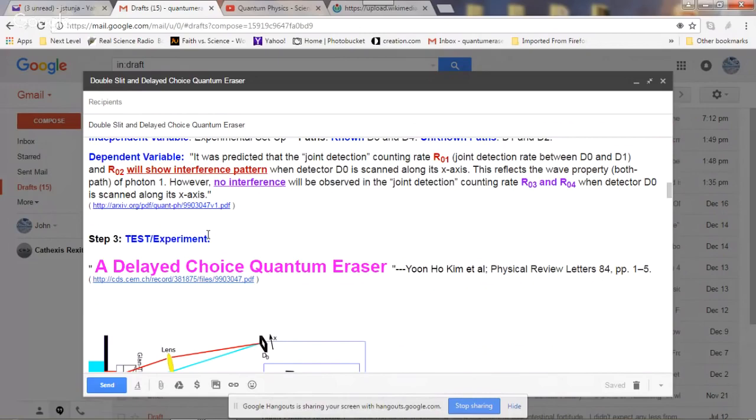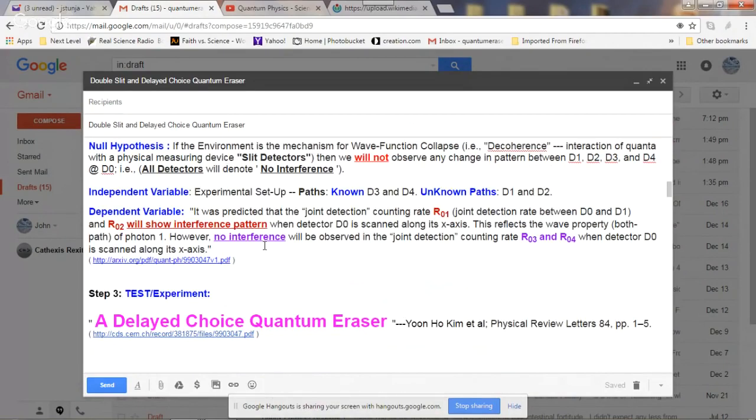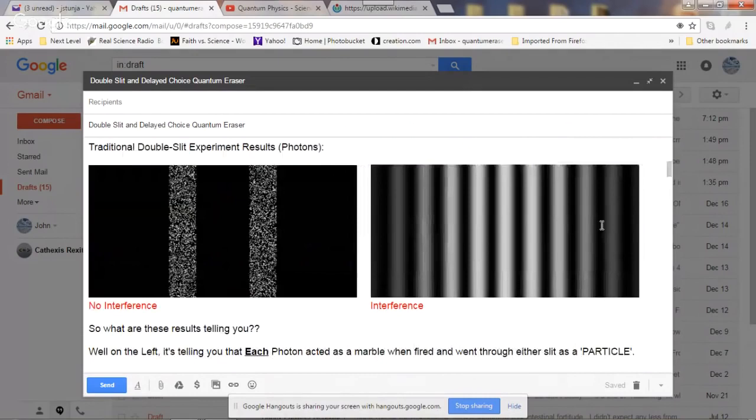If you don't know the which-path information, guess what you're going to get? You're going to get this pattern right here. Oh yeah.